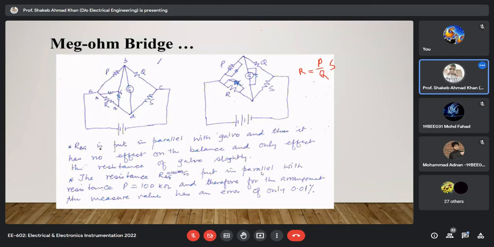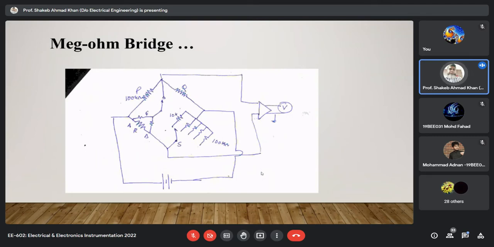So this particular concept is used for the mega ohm bridge, and a typical mega ohm bridge is shown here. You can see that obviously this is not an easy composition, because a very high value variable standard resistance is very costly.